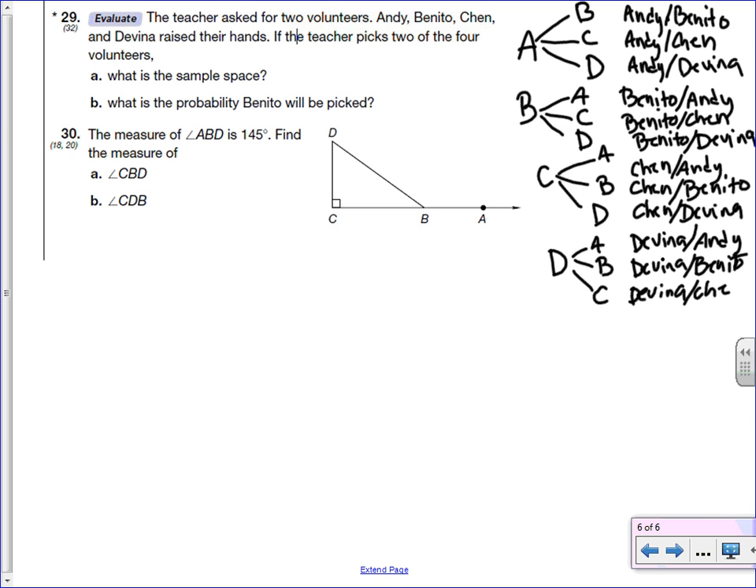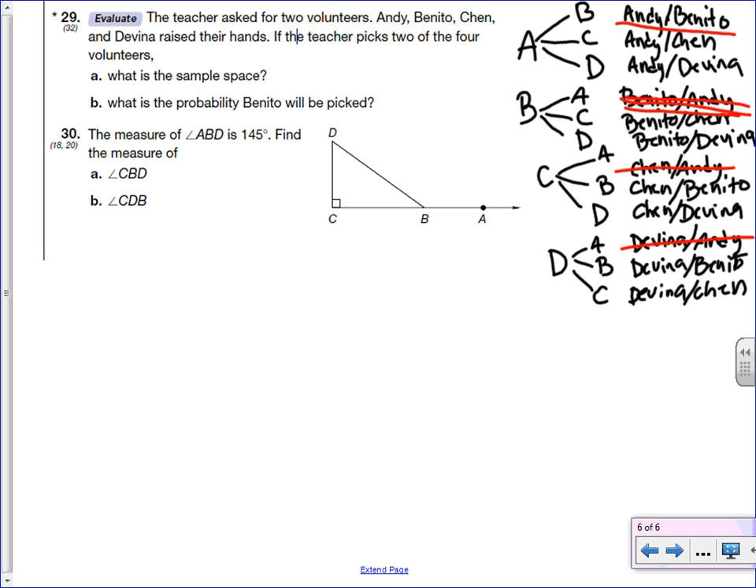But then we have to look back, and this teacher is just asking for volunteers. It doesn't say that one volunteer is going to do one thing and the other another, so they're just volunteers. So if we have Andy and Benito chosen, that's no different from Benito and Andy. So we can cross off the doubles here. Andy and Chen chosen is no different from Chen and Andy. Andy and Davina is no different from Davina and Andy.